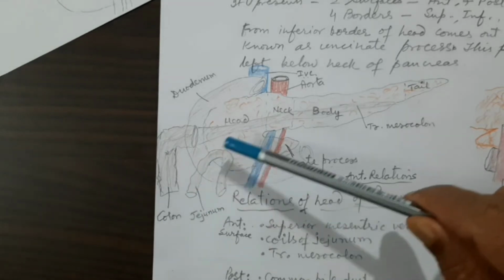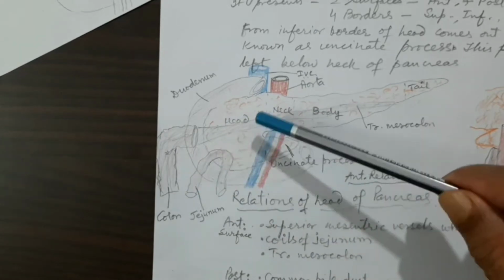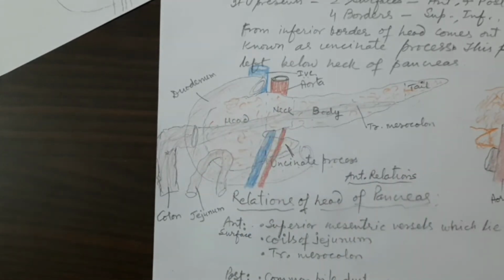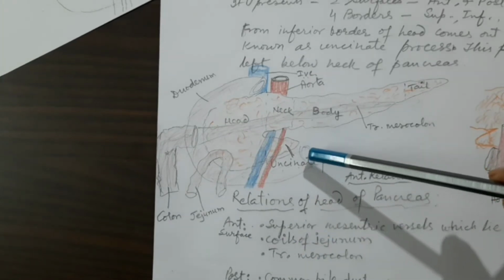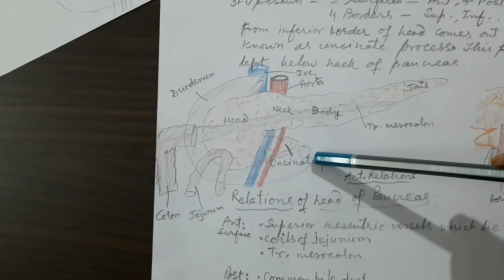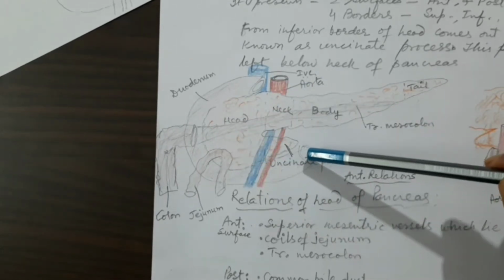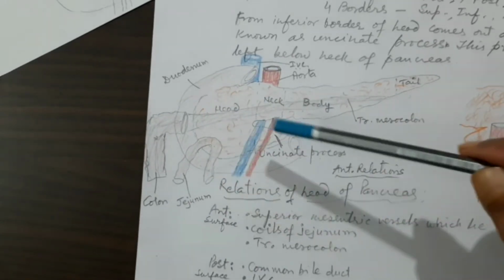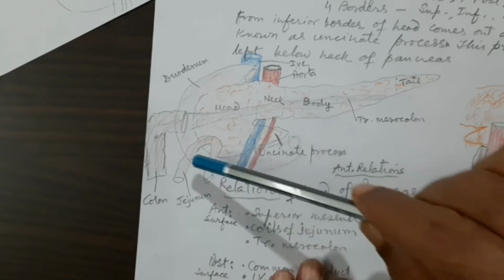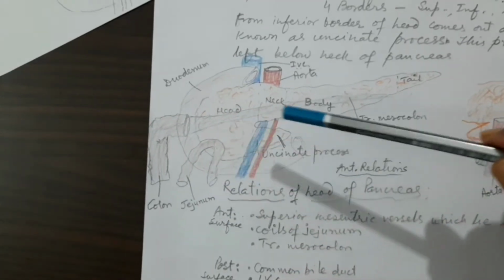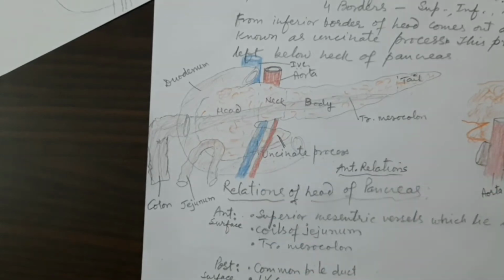Then, more towards the right, this part of the head is in relation to the coils of the jejunum, which is the part of the small intestine after the duodenum. The duodenum is retroperitoneal, but the jejunum has a mesentery, so it can move. So these loops of the jejunum are seen in the upper part.